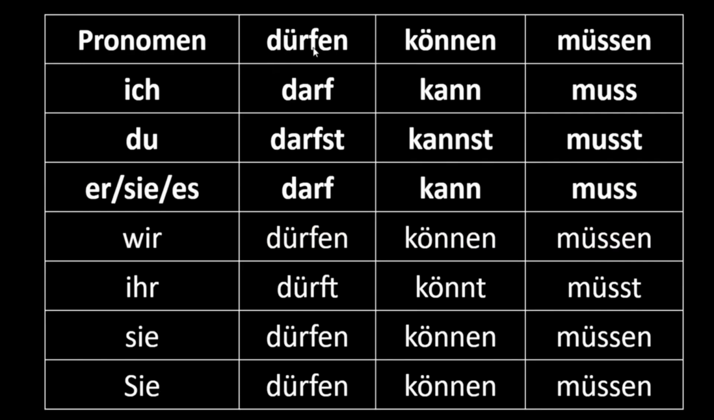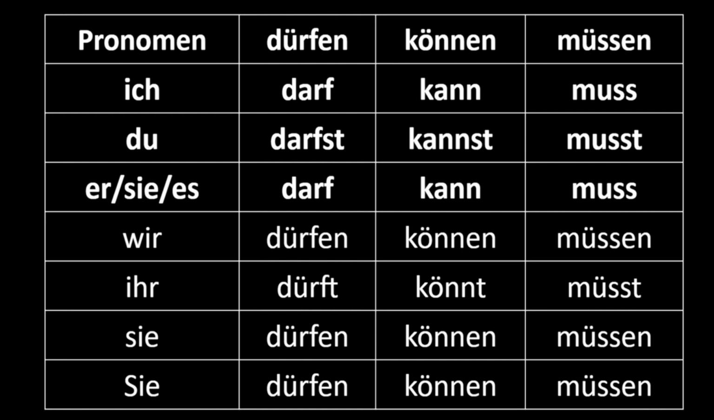Here is a list of the modal verbs dürfen, können, müssen and their conjugations. When the subject is ich, du, er, sie, es, that is the singulars, in that case, the stem of the verb is darf for dürfen. So dürf changes to darf. The same is true for other modal verbs. For example, können changes to kann. Similarly, for the verb müssen, muss is the stem of the verb. And this change in the stem of the verb happens only for ich, du, er, sie, es as the subject.